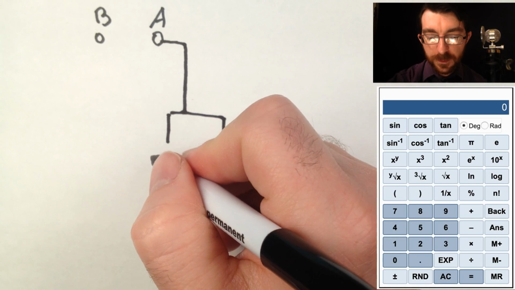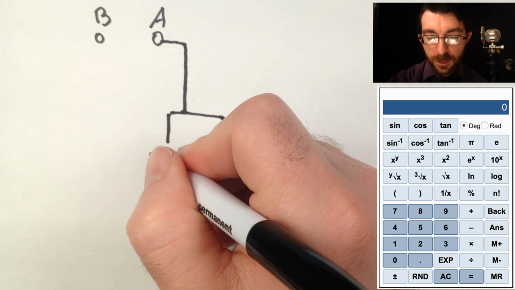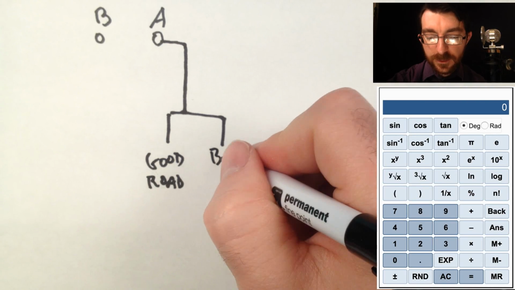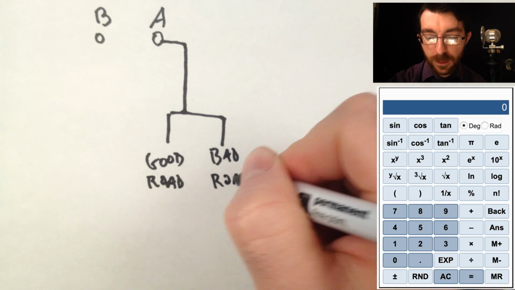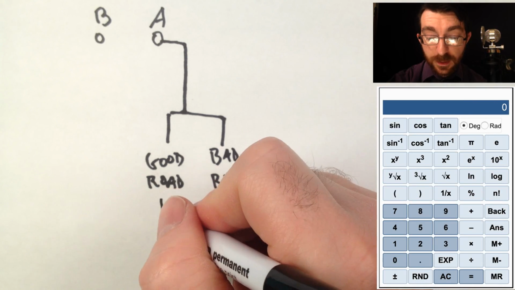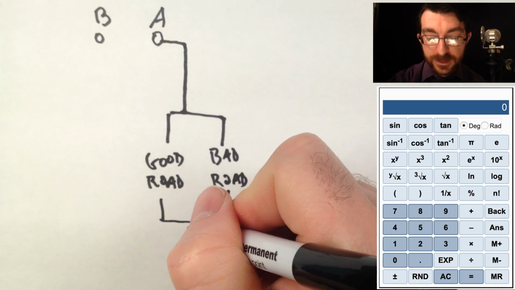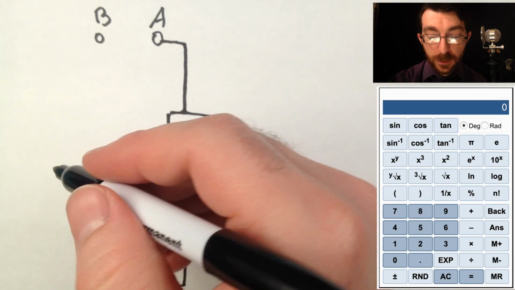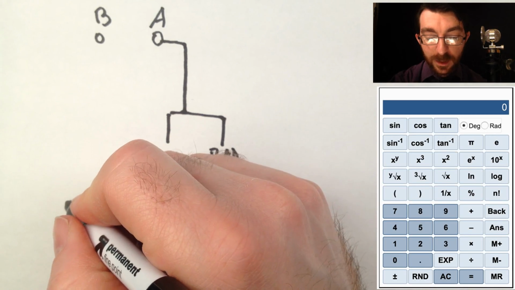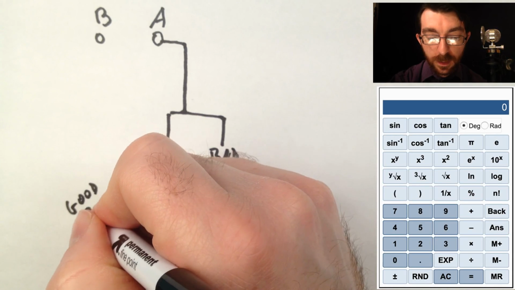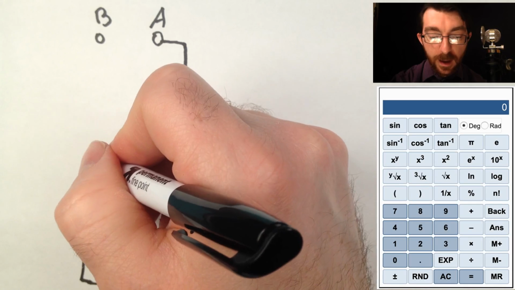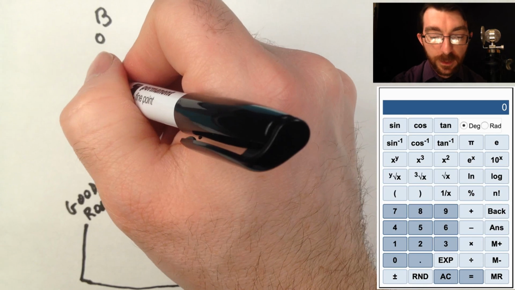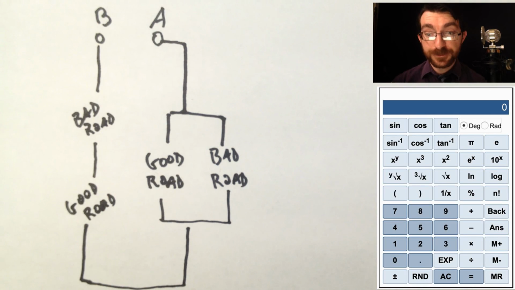And this is going to be the good road on this side, and this is going to be the bad road on that side. Okay, so after the split, they come back together, and we're headed back up to B. Now there is another stretch of good road here. Following that, another stretch of bad road, and then we end up at the destination.